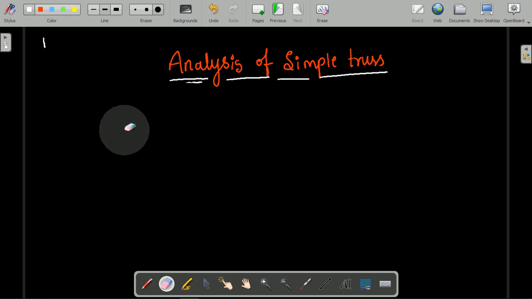Right. So now we will come across two things here, that is statically determinate and statically indeterminate, that is determinate structures as well as indeterminate.